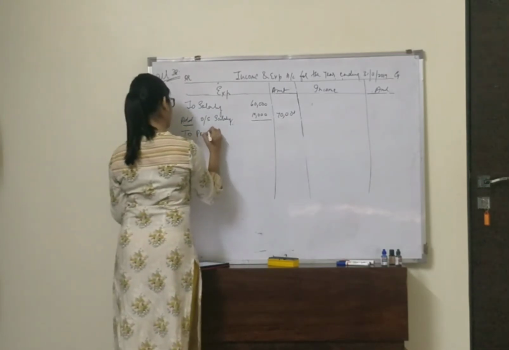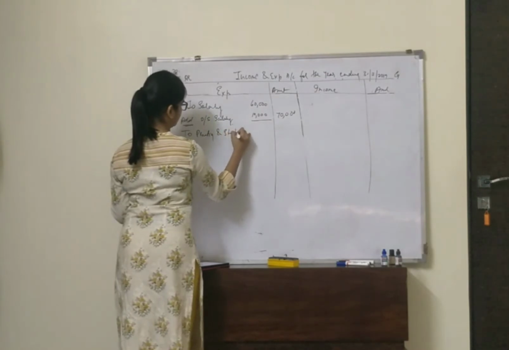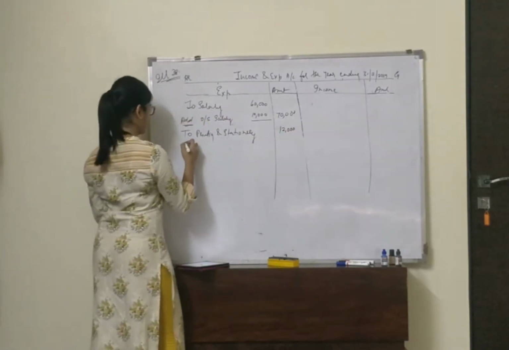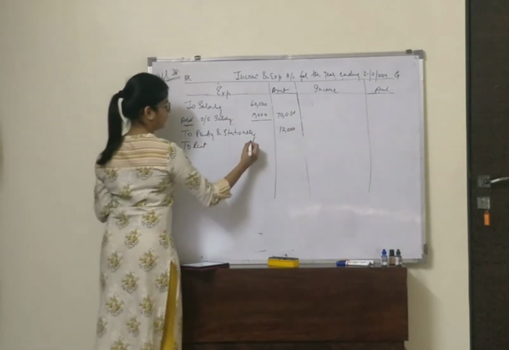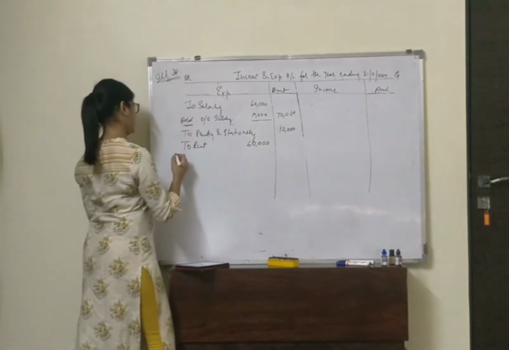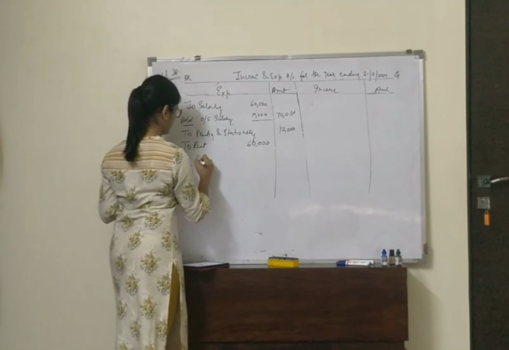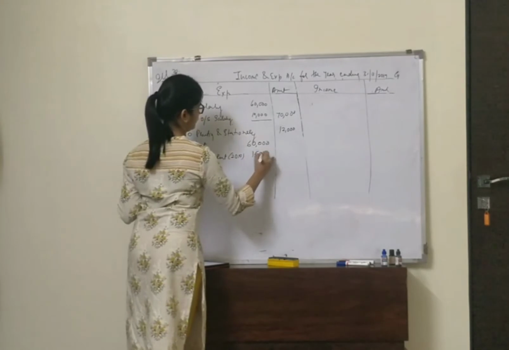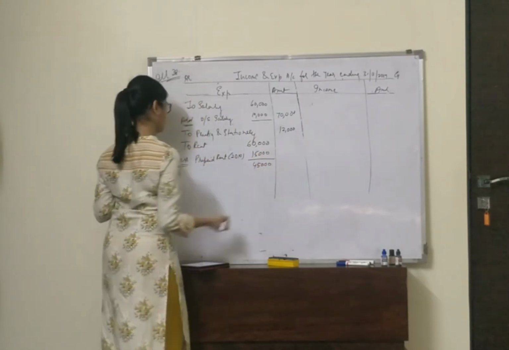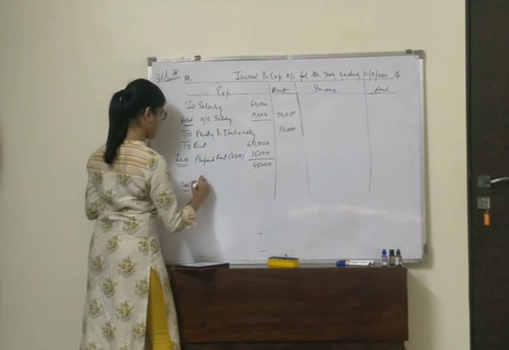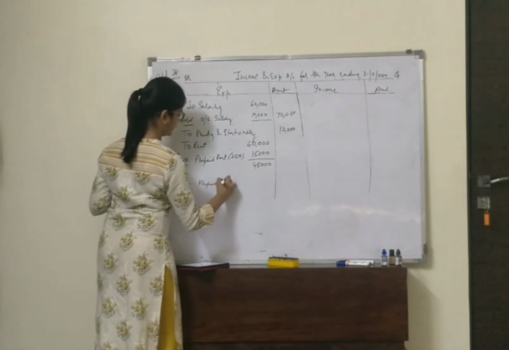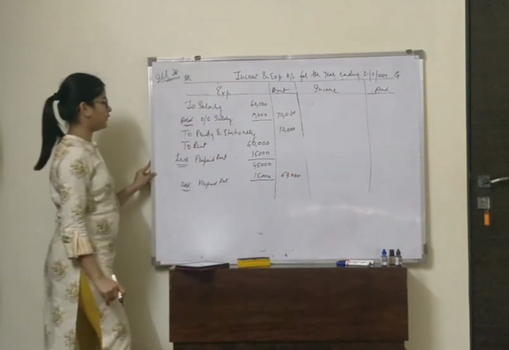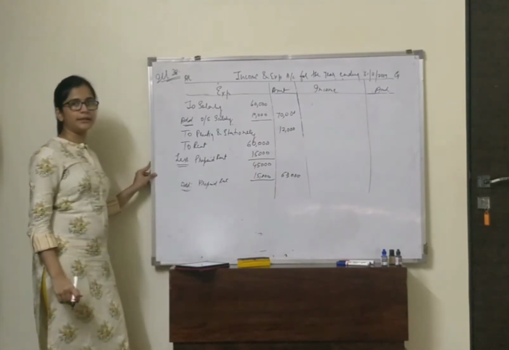Next we have printing and stationery 12,000. Then we have rent. How much is the rent? 60,000 less prepaid rent 15,000. We get 45,000. Then we add prepaid rent 15,000. So how much do we get? 60,000. Why have I deducted and added the prepaid rent?